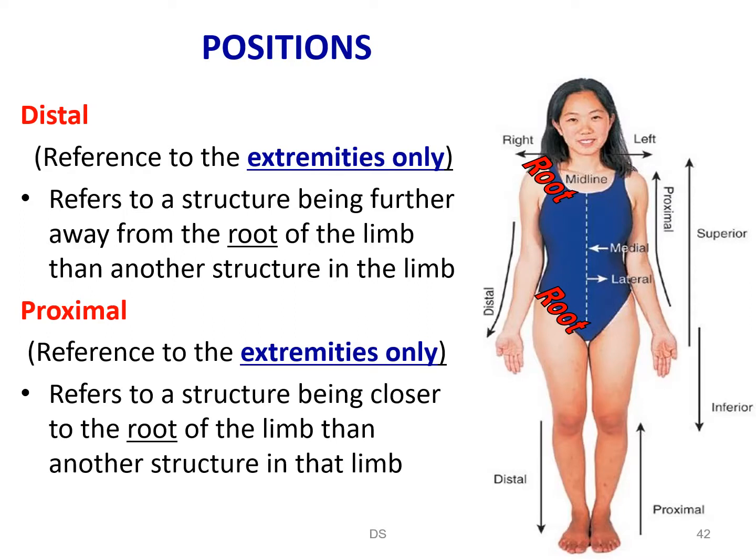The other terms are positional. This is the root of our hand, and this is the root for our feet. A structure which is away from the root is called distal. A structure which is closer to the root is called proximal. For example, this is the humerus bone, this is the radius bone. The humerus, is it proximal or distal? It is proximal, which is closer to the root. The radius is a distal structure relative to the humerus. It is distally located, away from the root.